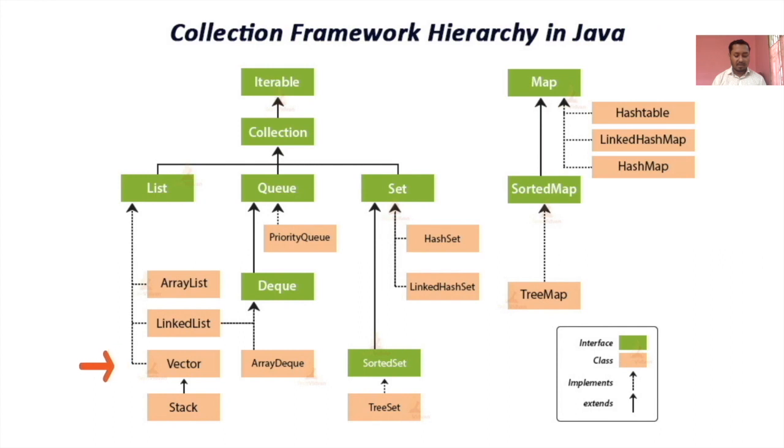Vector class methods are synchronized. Stack class does not directly implement the List interface. Stack class extends the Vector class. Stack class maintains last in first out order. PriorityQueue class implements the Queue interface. In PriorityQueue, there is a default priority based on the natural ordering of the elements.